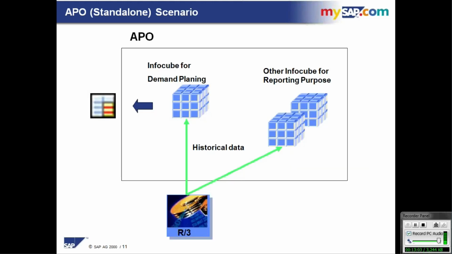Then are there any multiple APO boxes? Is any company using multiple APO boxes? Yeah. For example, if you take HP, they are doing separate planning for the Asia Pacific region, separate planning for the Europe region, and separate planning for the global level.